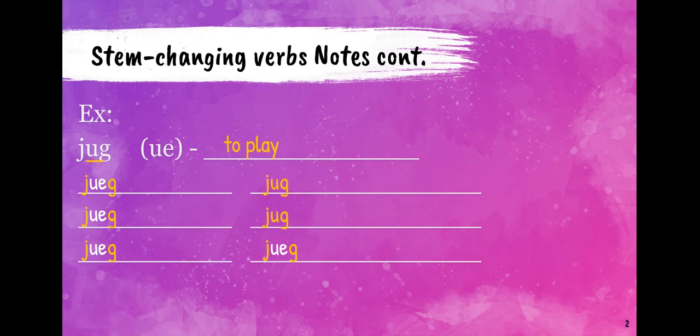Now that we have our roots done correctly, we're going to simply add our AR endings: o, as, a, amos, áis, an.